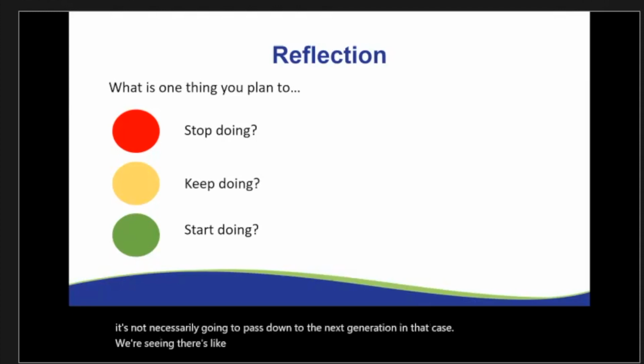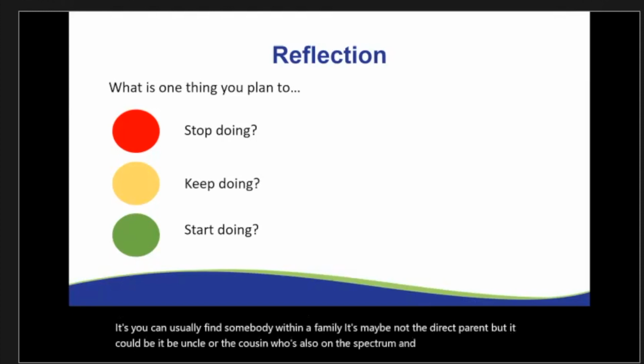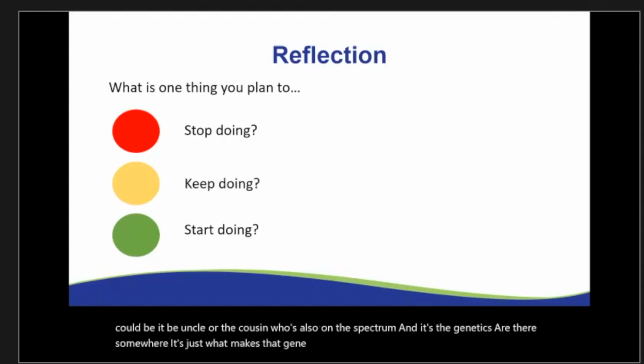It's not necessarily going to pass down to the next generation in that case. We're seeing there's a phenotype that you can usually find somebody within a family. It's maybe not the direct parent, but it could be the uncle or the cousin who's also on the spectrum, and the genetics are there somewhere. It's just what makes that gene turn on.